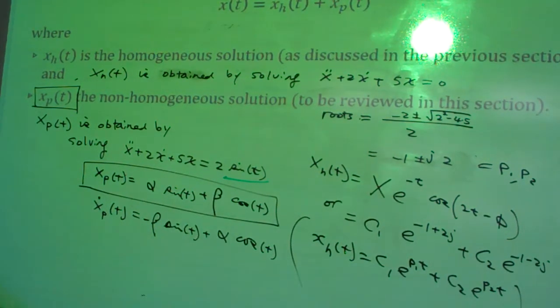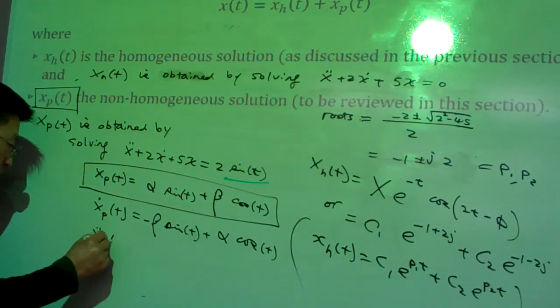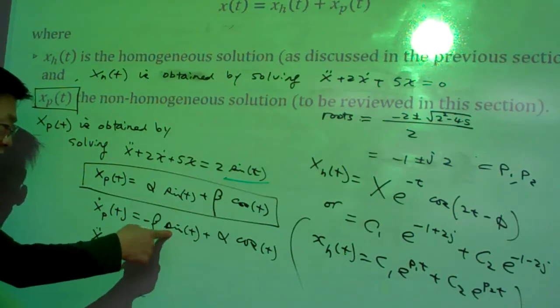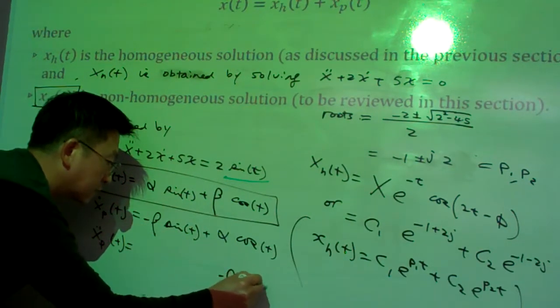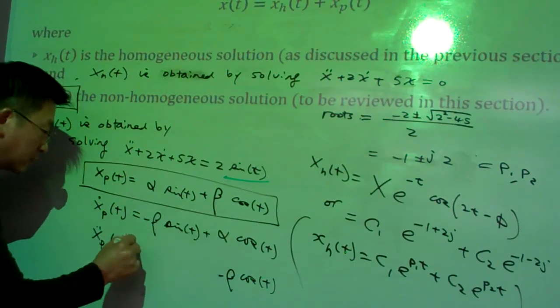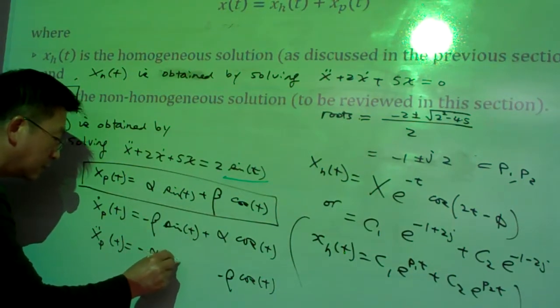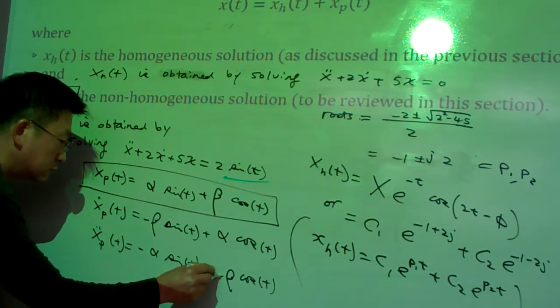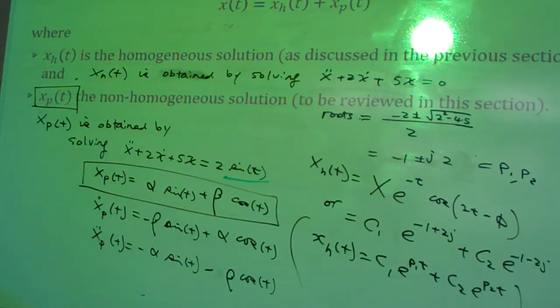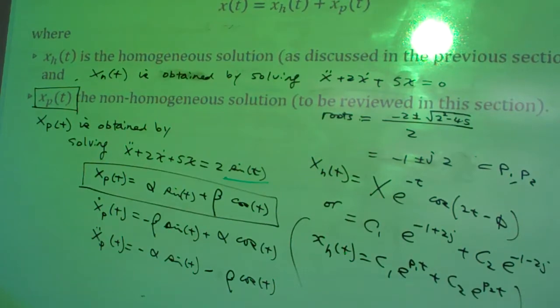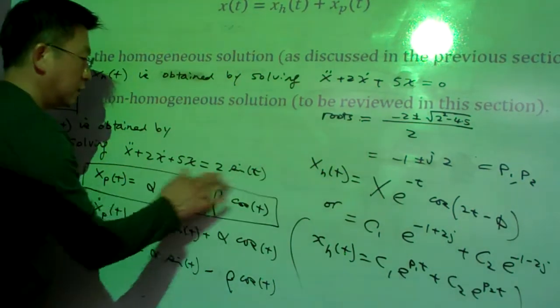Okay? And then we take the double derivative. So this one, sine becomes cosine, so that is minus beta cosine t. And cosine becomes sine, minus sine.